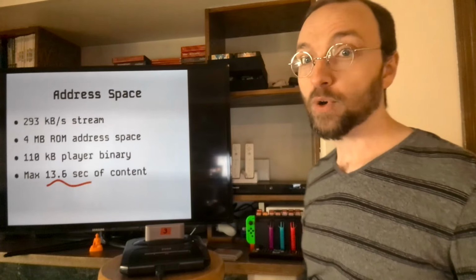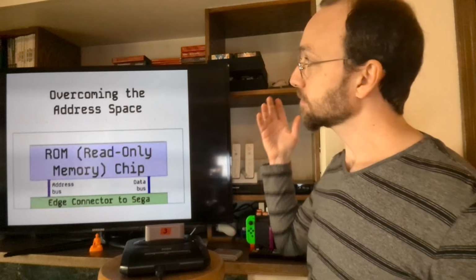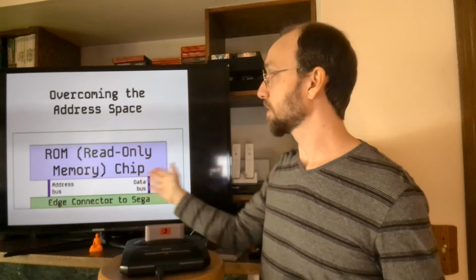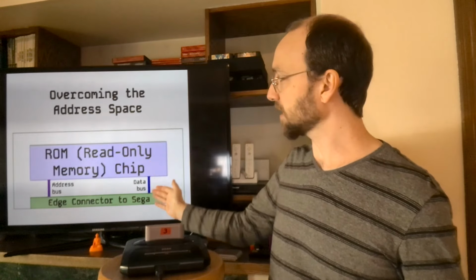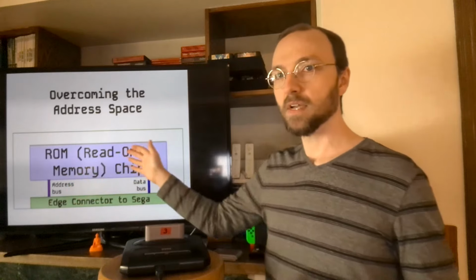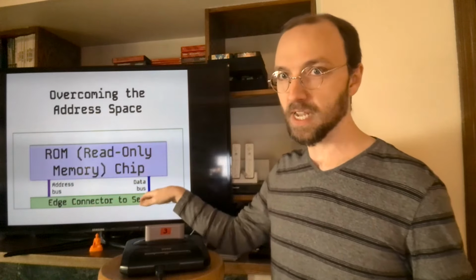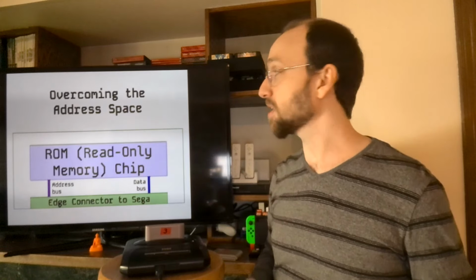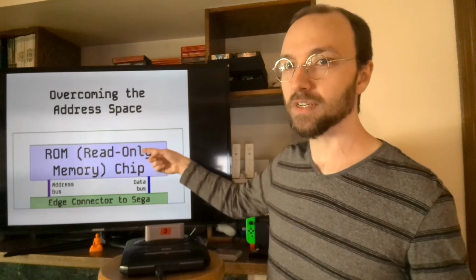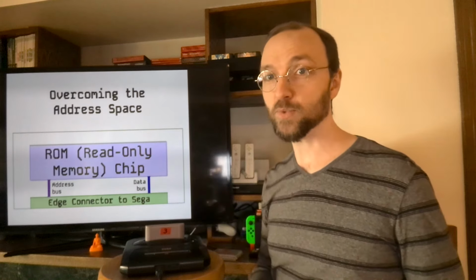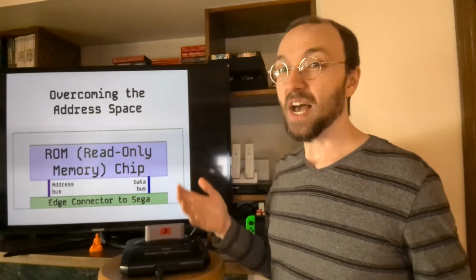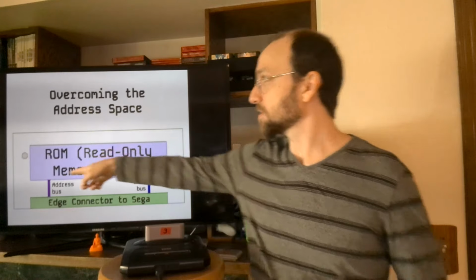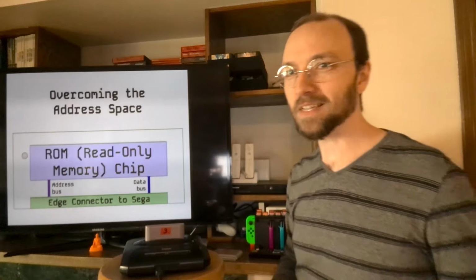Well, let's talk about the typical cartridge. Your typical cartridge from this era has a ROM chip, that's read-only memory, and it's plugged directly into the data bus and address bus of the Sega through this cartridge slot. Those pretty much plug directly into the CPU. When it boots up, it starts executing whatever instruction is at address zero in this ROM chip. There's really not anything else going on in your typical cartridge. I mean, maybe there's a decoupling capacitor, but that's not important.